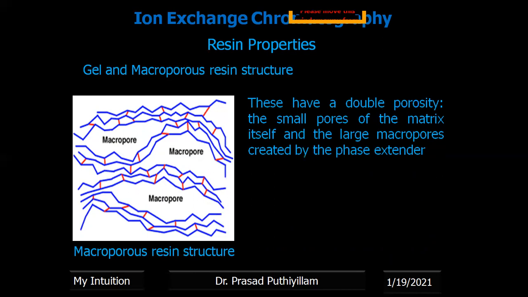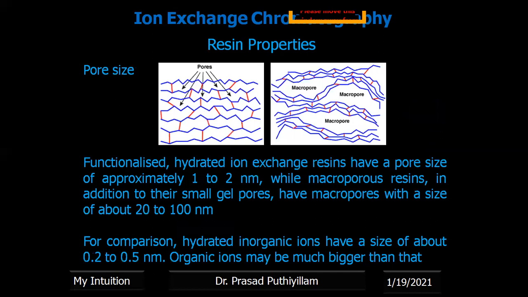So these have double porosity. The macroporous resin structure has double porosity: the small or normal pores as well as the macropores created with the porogens. Pore size: functionalized hydrated ion exchange resin has a pore size of approximately 1 to 2 nanometer, while the macroporous resins, in addition to the normal 1 to 2 nanometer pores, have macropores of size about 20 to 100 nanometer.